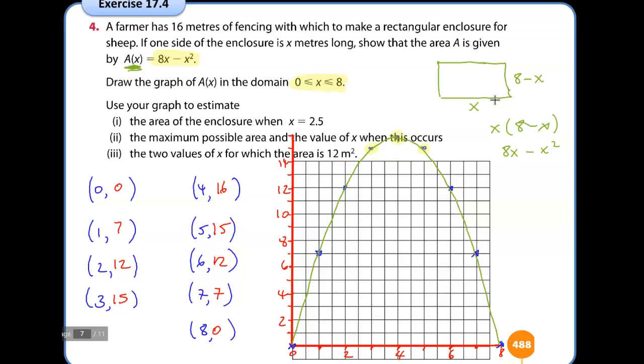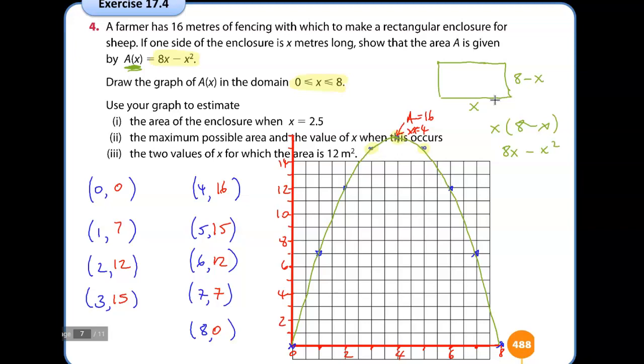Okay, so the height represents the area, and you can see there's a maximum area we can get, which seems to be 16. Okay, and that's actually the answer to part 2. We're asked maximum possible area and the value for x for when this occurs. Well, this literally occurs at this point here. The A is 16, and that occurs when the length of one side is equal to 4. Okay, so basically you're going to get yourself a square.